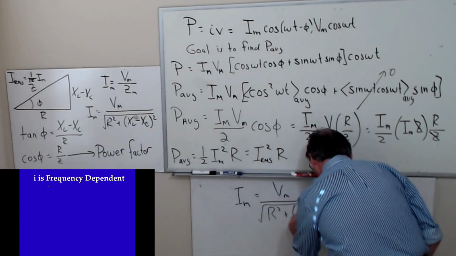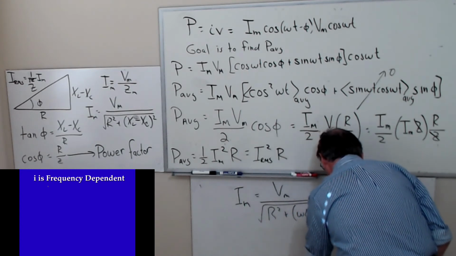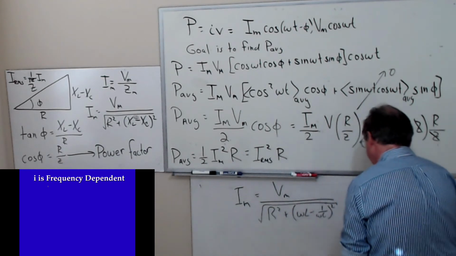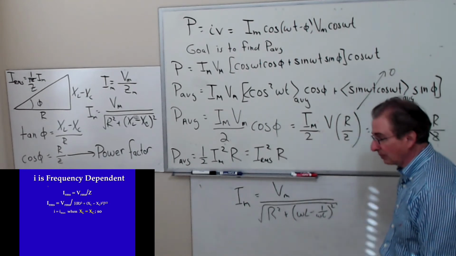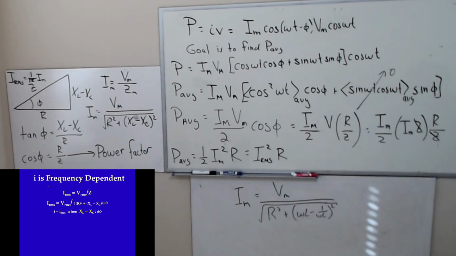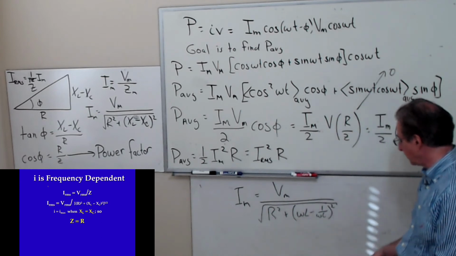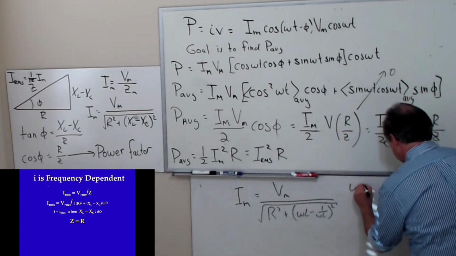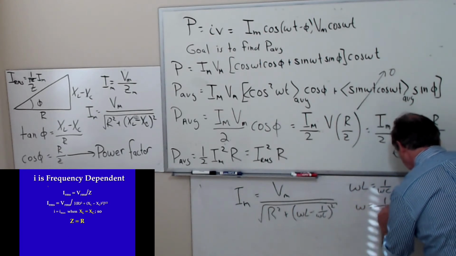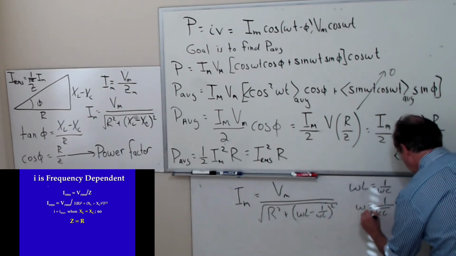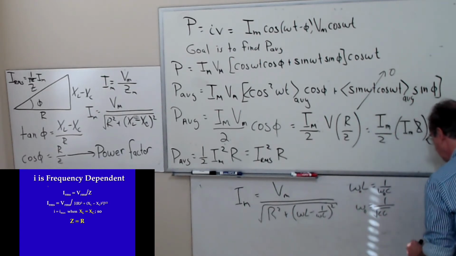Plus omega L minus 1 over omega C, squared. A lot of times what we do is we'll factor out the omega and the L from the denominator. So when these two terms are equal to each other, I'm going to call this omega naught. This is called resonance.